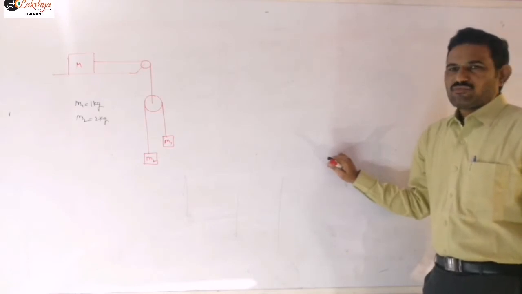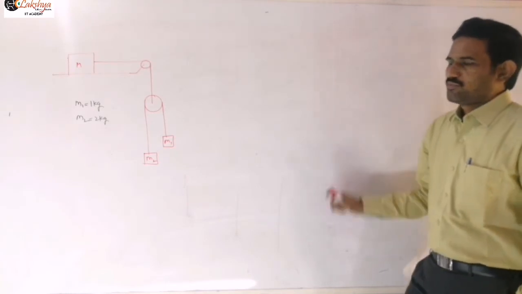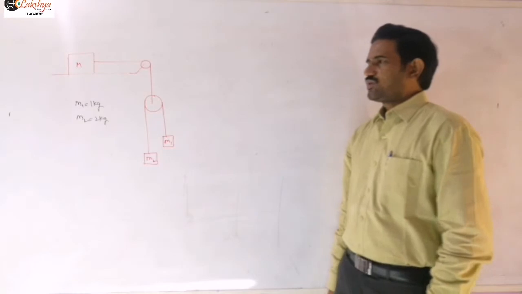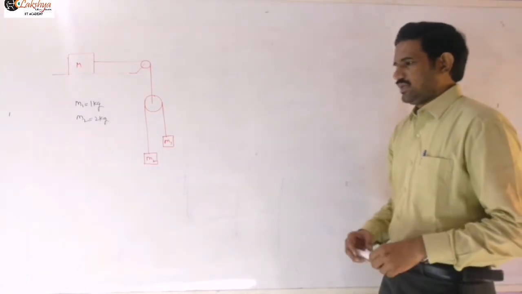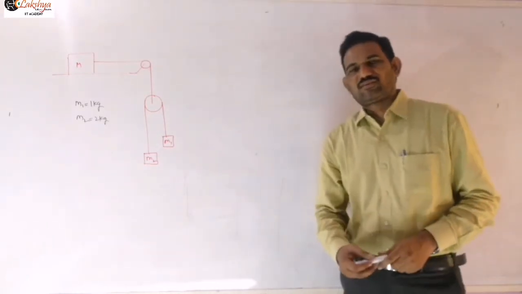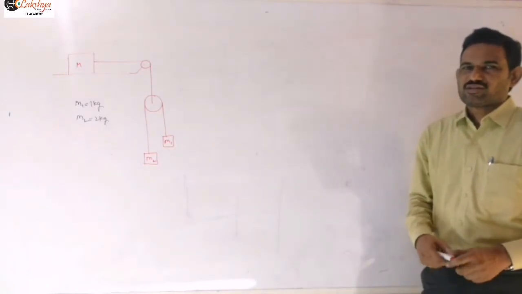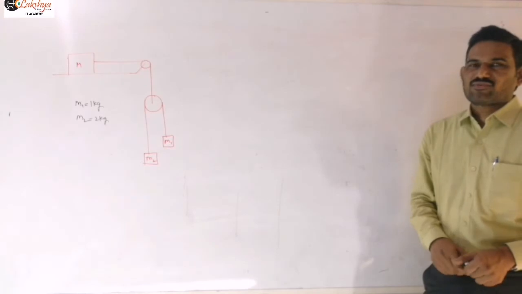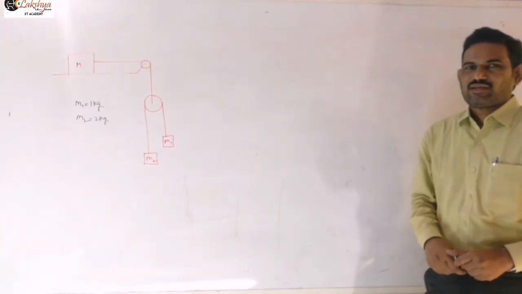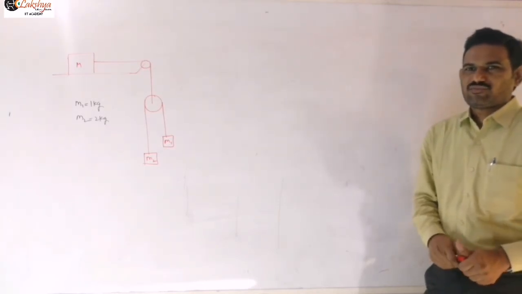Then what should be the mass of the block capital M, so that m1 moves with uniform velocity? So this type of questions are important.